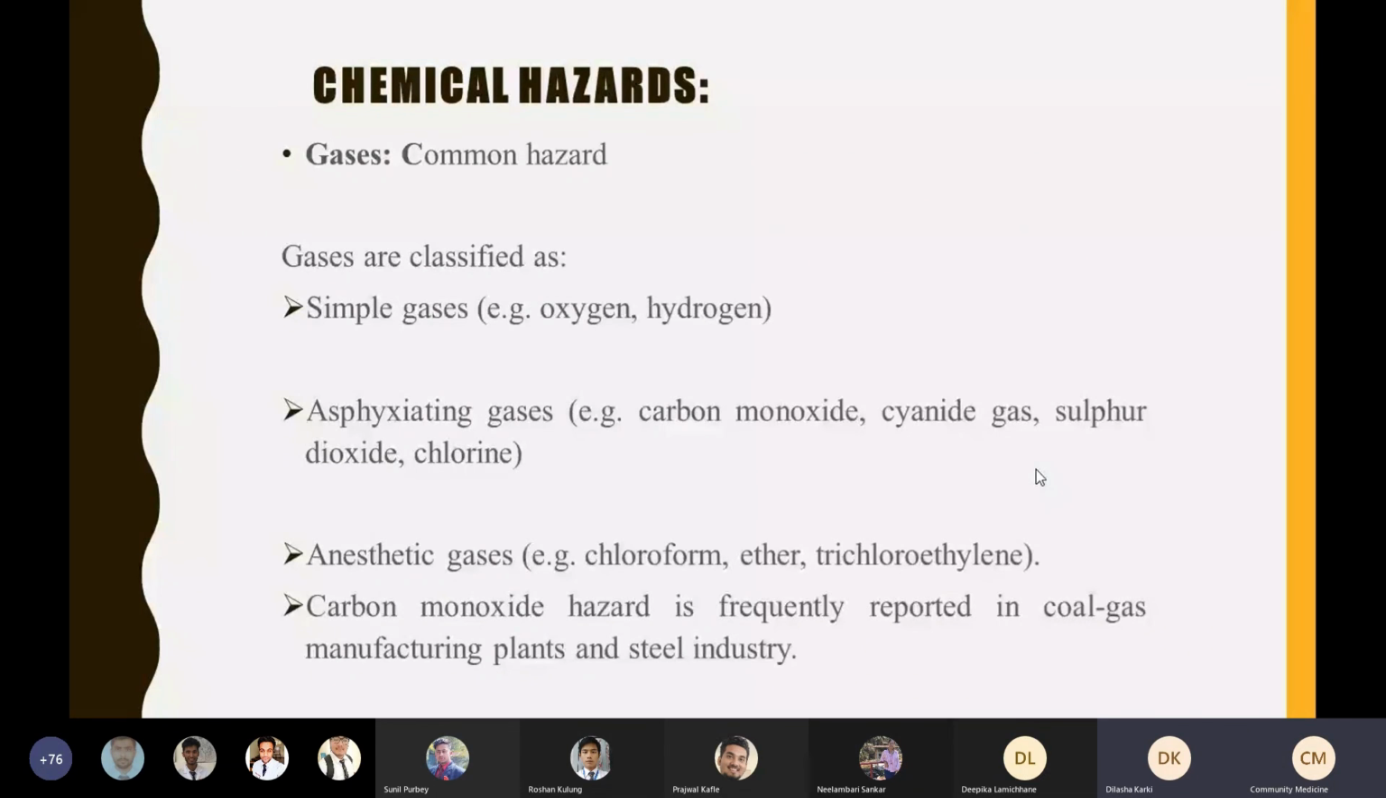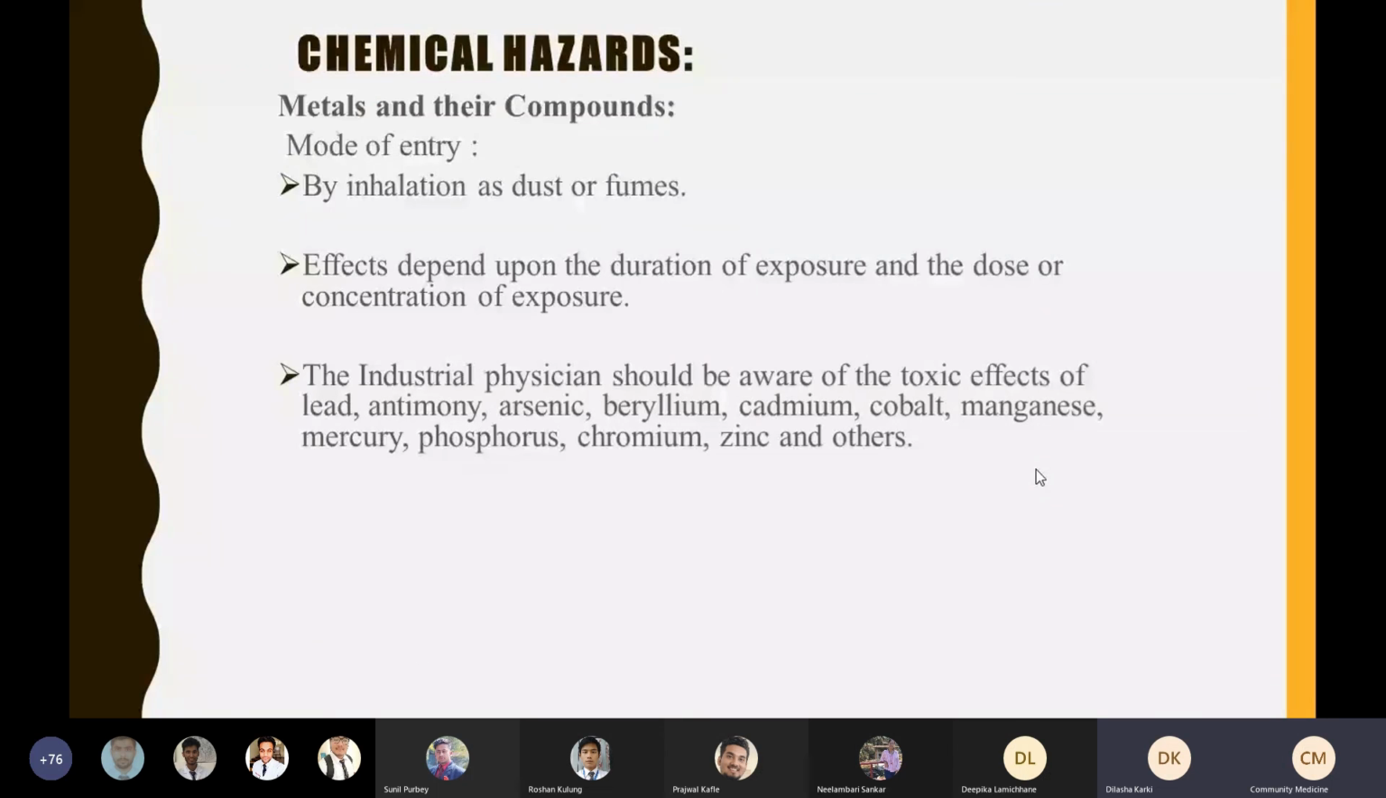And also the gases. The common hazards are the simple gases like oxygen, hydrogen; asphyxiating gases like carbon monoxide, cyanide gas, sulfur dioxide; and anesthetic gases, chloroform, ether. This carbon monoxide hazard is frequently reported in coal gas manufacturing plants and the steel industry. So these are the different types of chemical hazards.